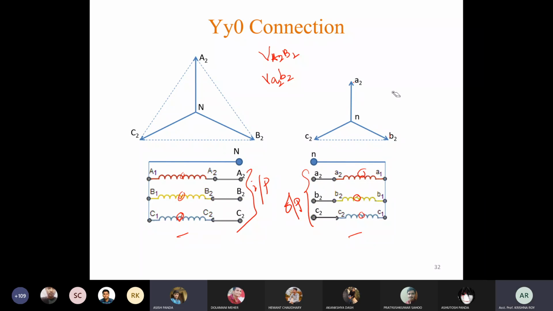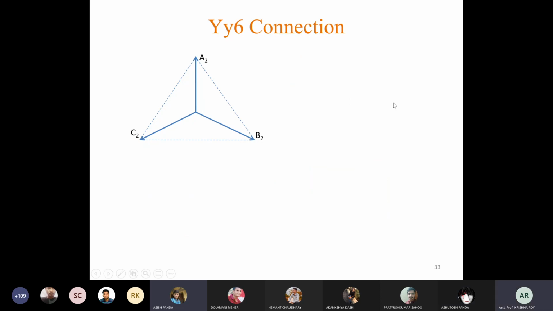So this is the phasor diagram and corresponding connection diagram. Any question? Anyone having any question? No, sir. Okay, next group is YY6.